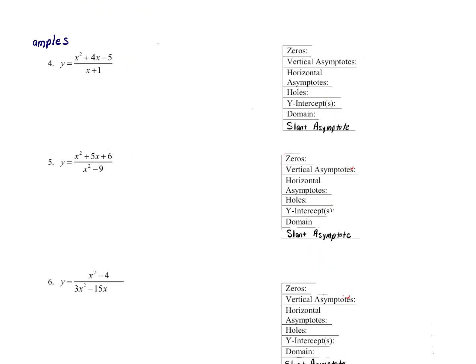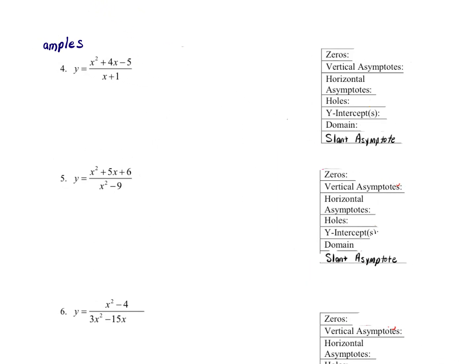Okay, so we have 3 problems, and they're looking for the zeros, the vertical asymptote, the horizontal asymptotes, the holes, y-intercepts, domain, and slant asymptotes. So let's figure this out. The zeros, it's part of the domain, is where the graph is going to equal 0. So we'll get the zeros when we get the x-intercepts. Those are the same things. So let's start with the zeros so we can go in order.